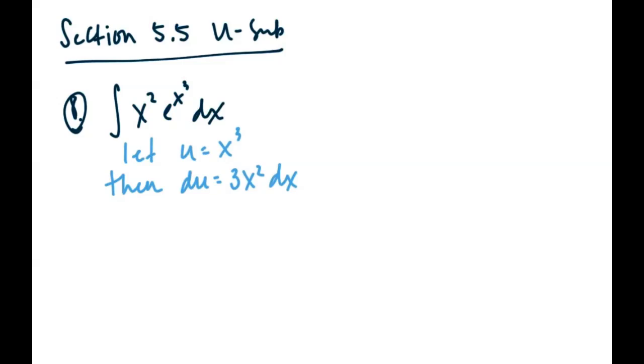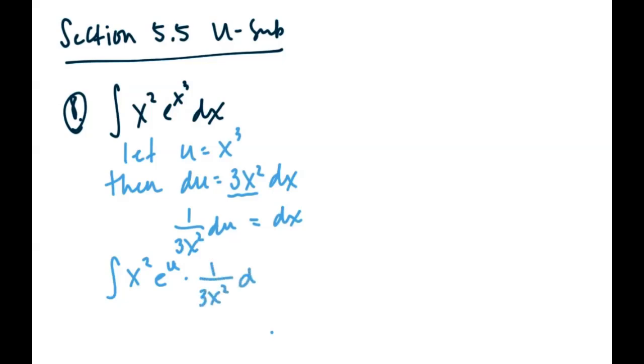Now, most people, when they do this, they solve for dx. So when we solve for dx, what we're going to do is divide this 3x squared to the other side. So we're going to put 1 over 3x squared over here with the du. Some people write the du on top. That's fine. I think it's easier to see this way. So then we have the integration of, we're going to keep the x squared. We keep the e, but we're going to put e to the u because that's what our u value is right there. Times 1 over 3x squared du.